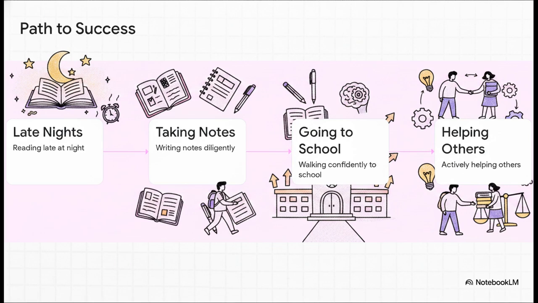We go from seeing her reading late into the night when everyone else is fast asleep, to meticulously writing out her notes, to walking to school with absolute purpose, all the way to actively helping the people around her. We are watching her construct her own destiny through pure, unadulterated determination.